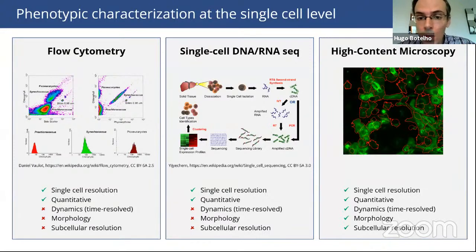When talking about high throughput techniques and also a related concept, which is high content, the idea is to use microscopy to perform phenotypic characterization at the single cell level. What does this mean? This means that we are using a technique which allows us to characterize in very high detail each cell in our sample. There are different experimental techniques which can address this problem. If you use flow cytometry or single cell DNA or RNA-seq, you can indeed get single cell information in a quantitative manner, but only microscopy can give you time-resolved information to characterize the dynamics of the cells in your sample, and characterize the morphology of each cell, even with subcellular resolution, if needed.